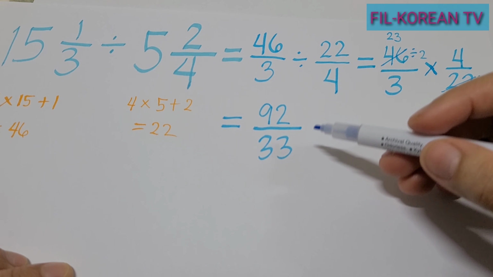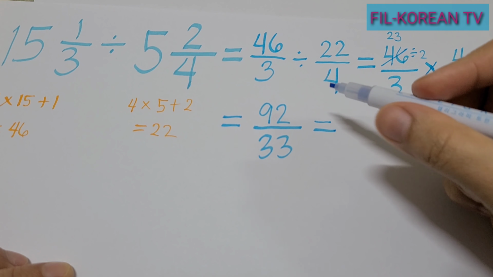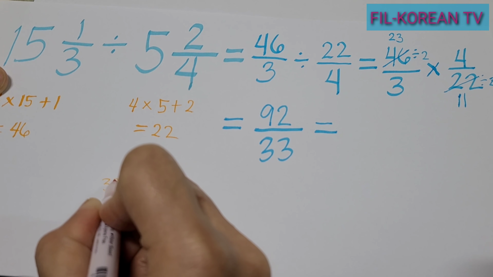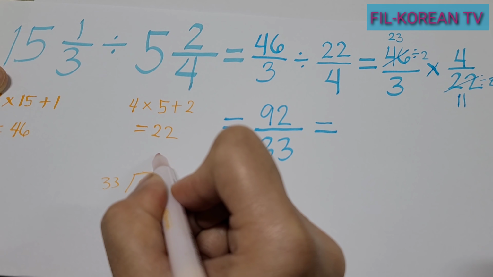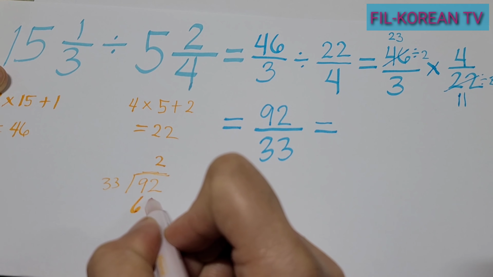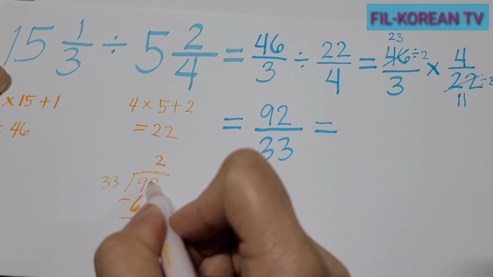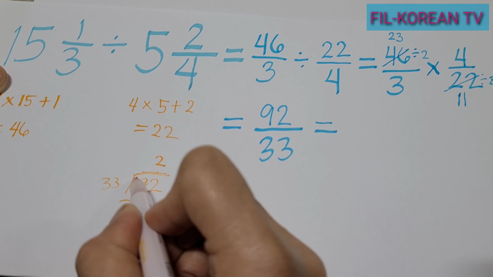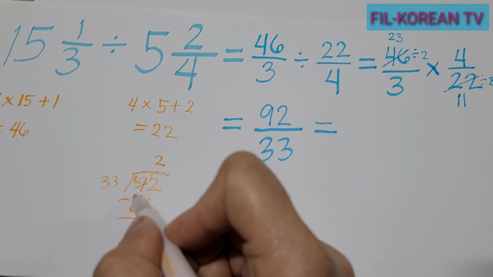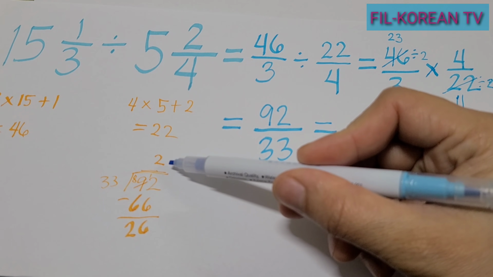Improper fraction, kaya isimplify natin. I-divide natin yung numerator sa denominator. 92 divided by 33. 92 divided by 33 is 2. 2 times 33 equals 66. Subtract. Okay, 2 minus 6 cannot be. Magbabaro tayo dito. So, ito yung magiging 8. Ito yung magiging 12. 12 minus 6 equals 6. 8 minus 6 equals 2. Okay, 26 yung remainder. Yung quotient is 2.